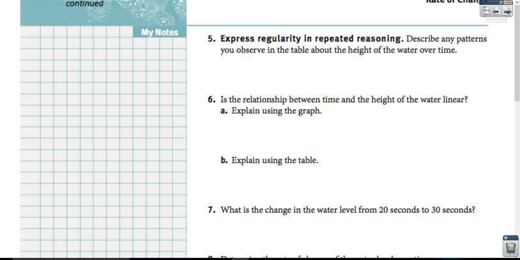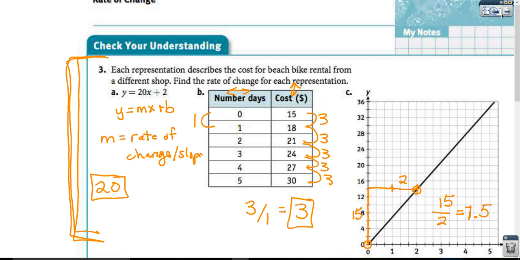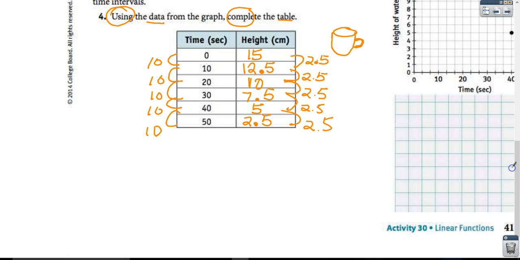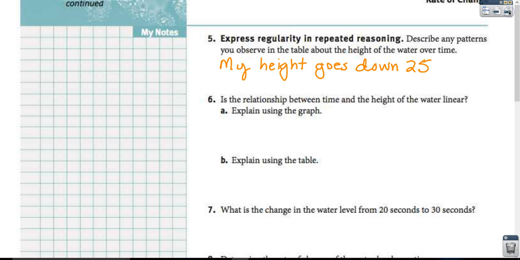Okay? So I notice that my height goes down 2.5. And what was my label on that? 2.5 centimeters per minute, per second. Oh no, I was so wrong. Per 10 seconds, that was my pattern. It's hard flipping back and forth. Per 10 seconds.